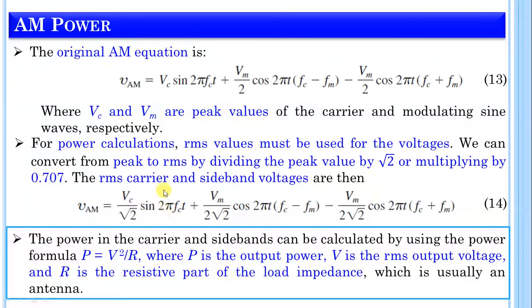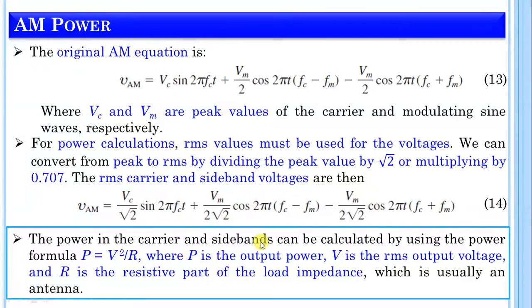Through this we can calculate the RMS carrier voltages. So V of AM, we are considering the expression of equation 13, which is equal to Vc by root 2 sine 2 pi fc t. So this is the carrier component, this is the lower sideband component, and this is the upper sideband component. So simply we can say that we have divided the right hand side of equation 13 by root 2.